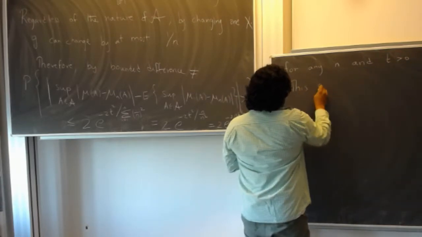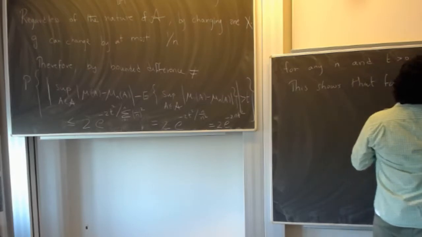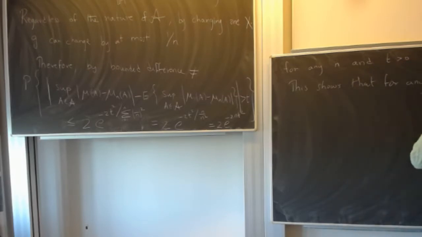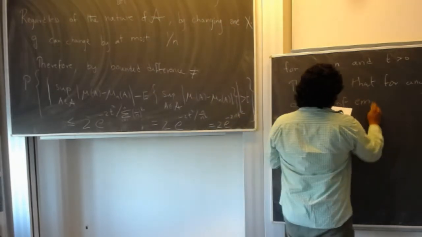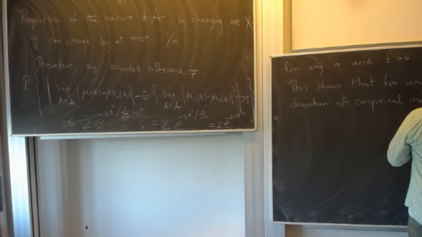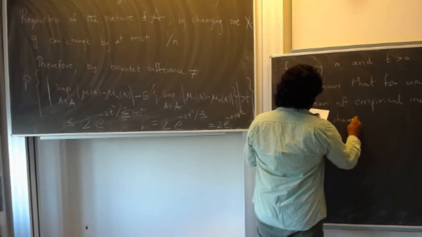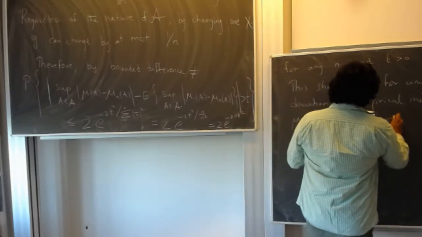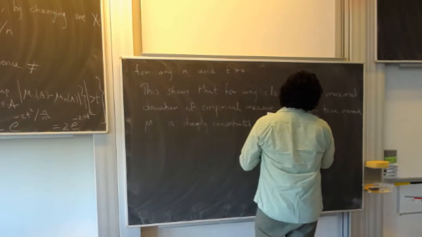So what is this? This shows that for any class script A, the maximal deviation of the empirical measure mu n from the true measure mu is sharply concentrated around the mean, around its expected value.